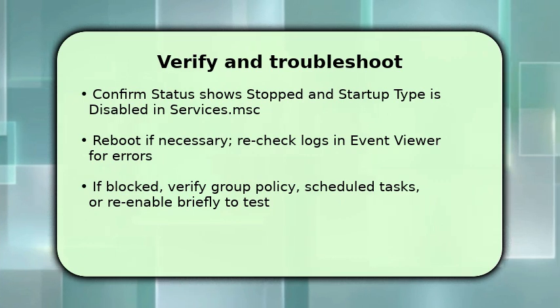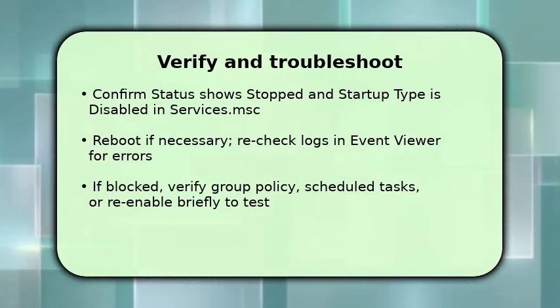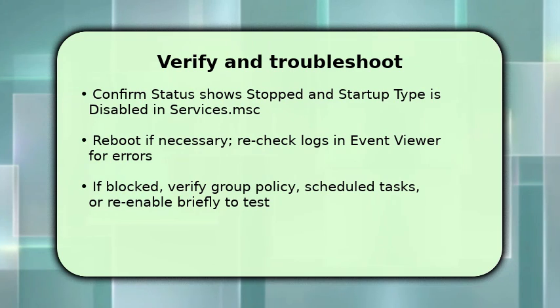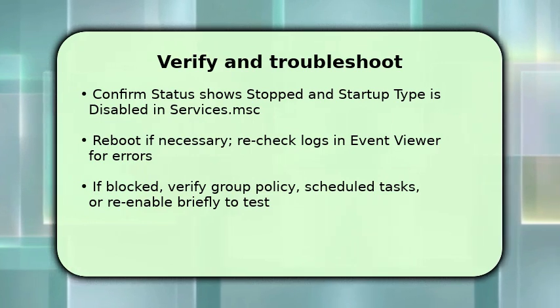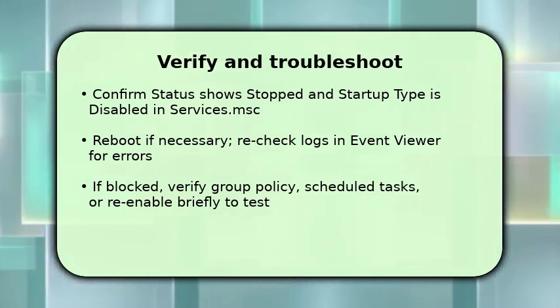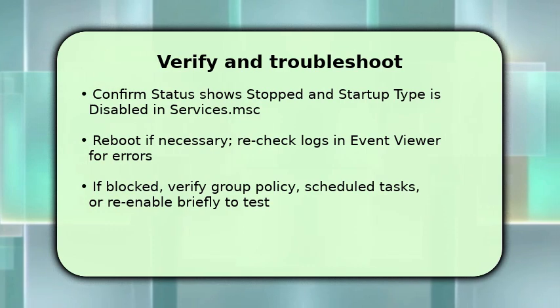If a change fails, temporarily set the service to manual to test behavior, then reapply disabled after resolving conflicts. If things go wrong, check Event Viewer for error codes and revert the change until you identify the dependency.